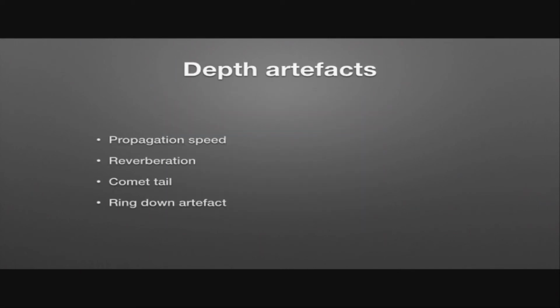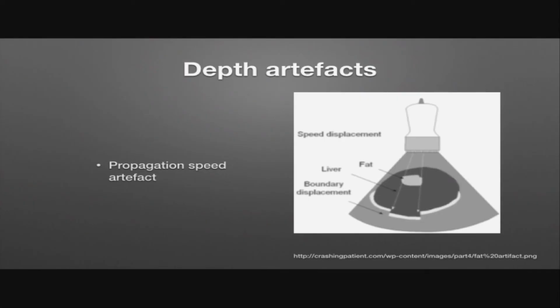Well, depth artifacts. This is all to do with the speed. It's assuming that you're traveling at 1,540 meters per second. And you've got propagation speed artifacts, reverberation artifacts, comet tail artifacts, and ring-down artifacts. The depth artifact with a propagation speed artifact, for example, is imaging through the liver. If you have something like fat, the sound is going to travel a little bit faster through there, but the machine's not going to know it, and that can lead to this boundary displacement that you can see, and it actually thinks that the sound wave is further than it really is.